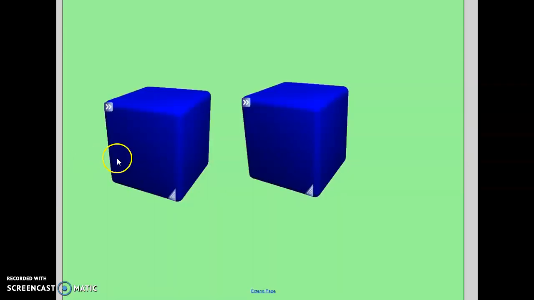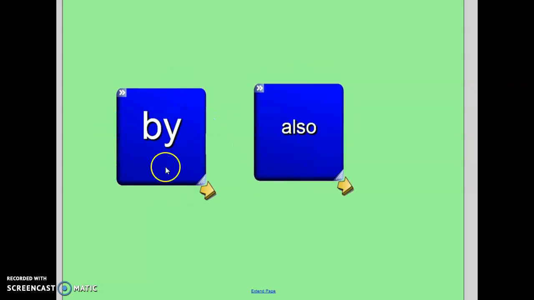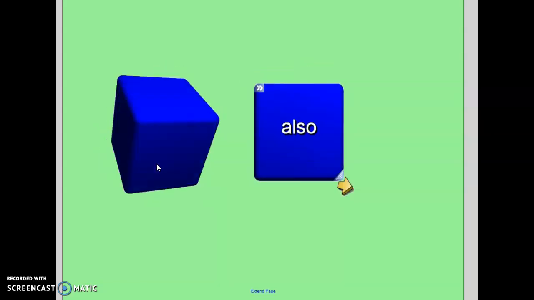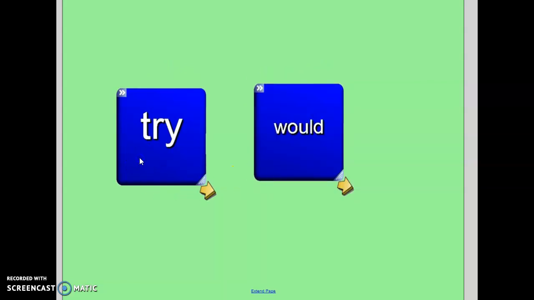I have added new words. Remember, these are words that you are expected to know. Here we go. Buy. Also. Try. Would. Put.